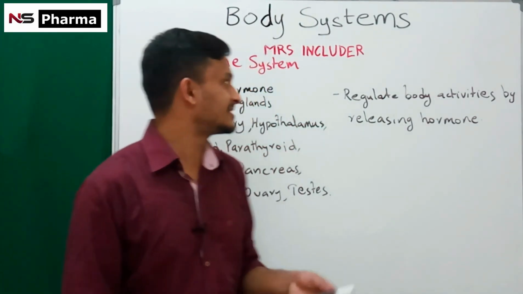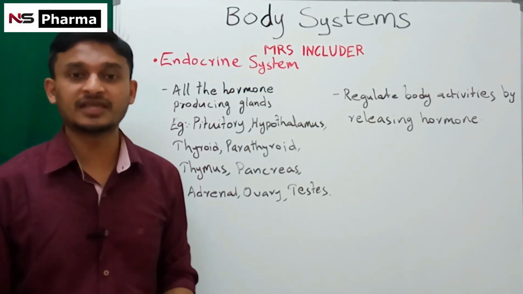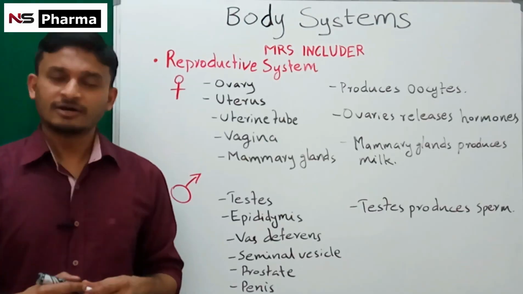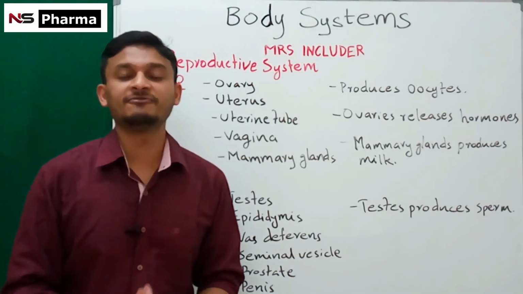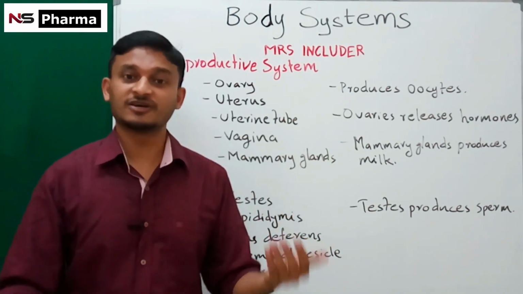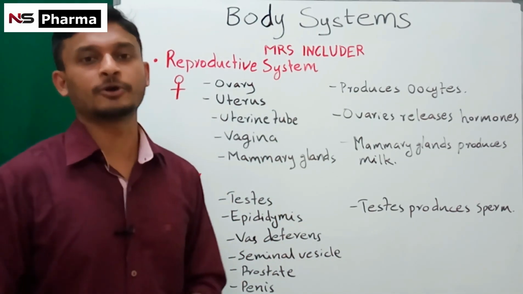So the next one is the last body system, that is the reproductive system. The reproductive system is entirely different for females as well as for males. First of all, we will see the female reproductive system, then we will see the male reproductive system.